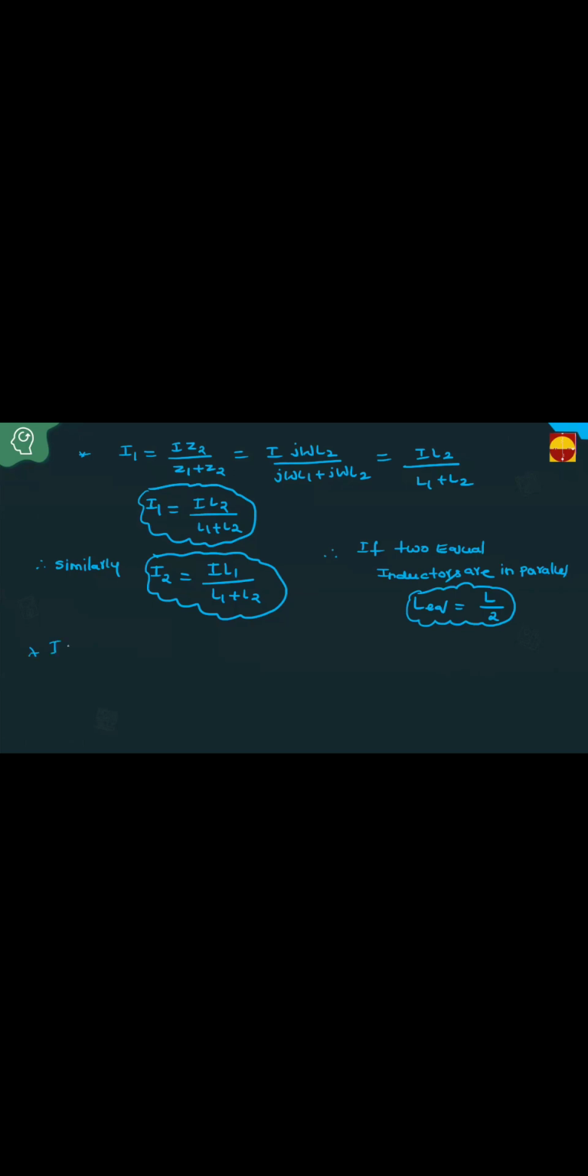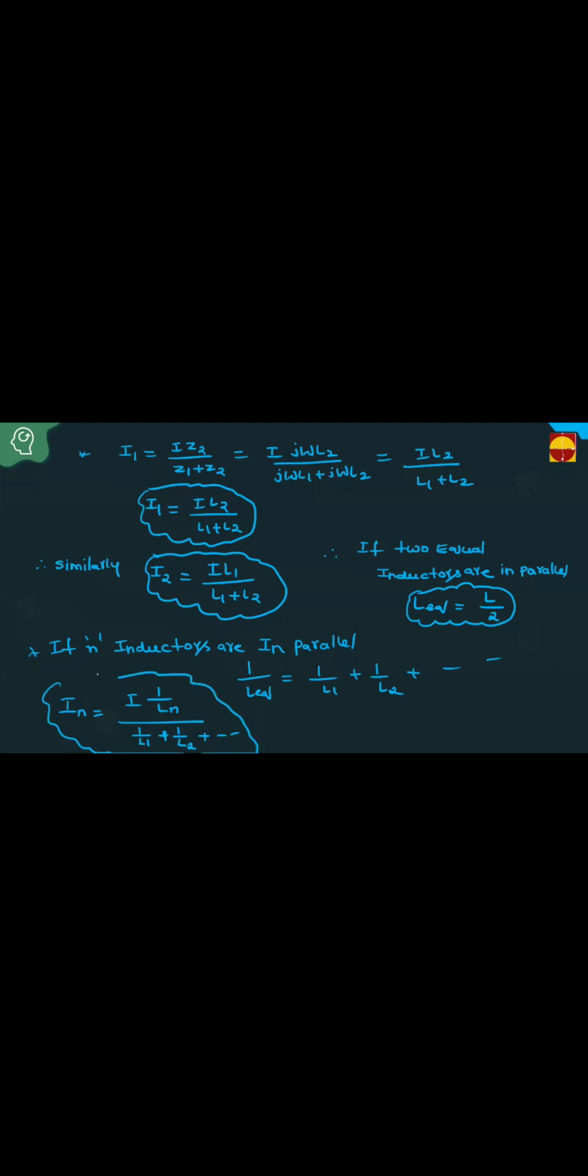If n inductors are in parallel, the concept is similar to resistors. That is, 1/L equivalent equals 1/L1 plus 1/L2 plus and so on. If you have to calculate the current through the nth inductor, then I into (1/Ln) by (1/L1 plus 1/L2 plus ...), similar to resistors in parallel.